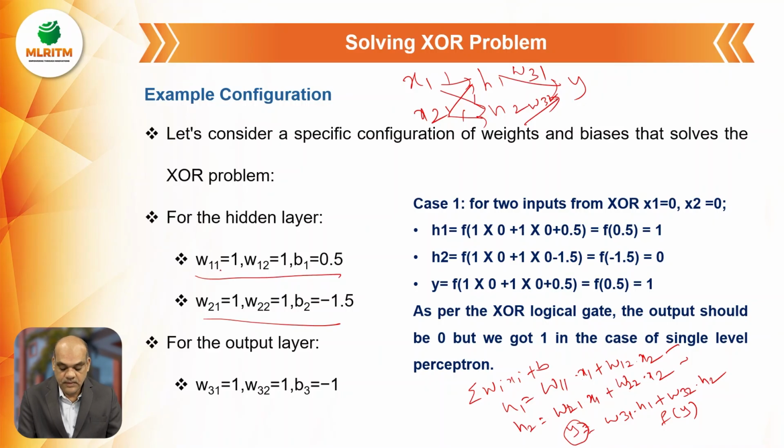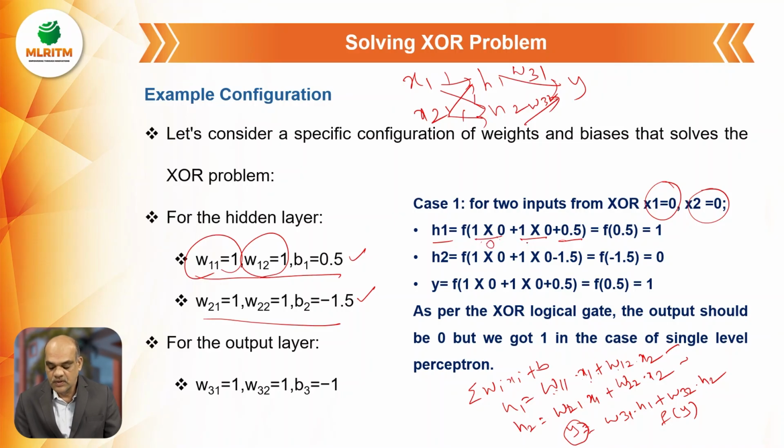So for example, here, all weights I am taking as 1. First bias I am taking 0.5. Second bias I am taking minus 1.5, for example. In the same manner, I am going to calculate H1 here. How are we going to get H1? W11 into X1. What is W11? 1. What is X1? 0. So 1 into 0 plus W12 into X2. X2 is also 0. So 1 into 0 plus 1 into 0 plus b. What is the bias? 0.5. So 0 plus 0 plus 0.5.